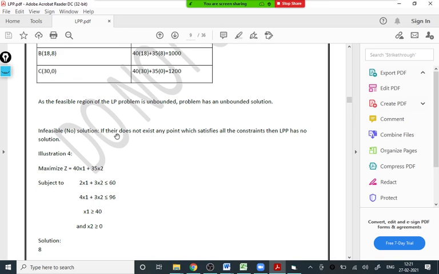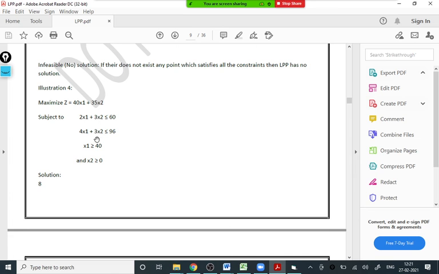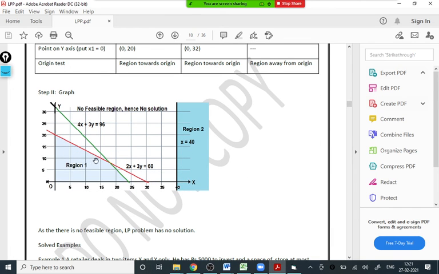And the last case is the infeasible solution. That is, no solution. In this case, when you draw this region, you will observe these two constraints are less than type. So this is region 1 you get. This region 1 satisfies these two constraints, while region 2 satisfies x greater than 40, that is the third constraint. So in this graph, we observe there is not a single point which satisfies all three constraints. So there is no feasible point. As there is no feasible point, there is no solution. Feasible point means a possible solution. Is that clear? Yes, sir. Okay.